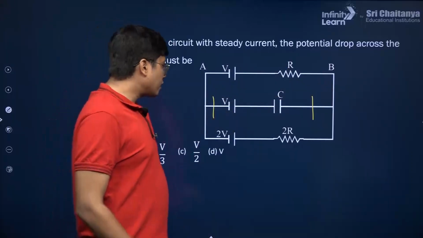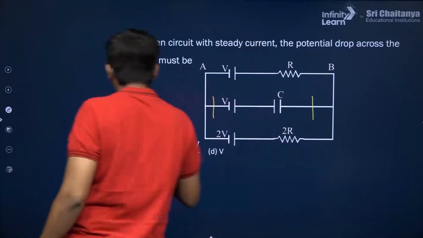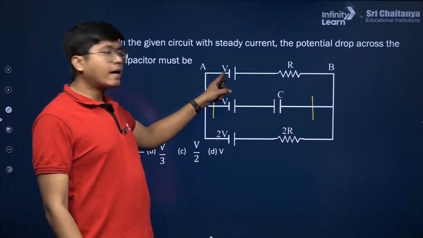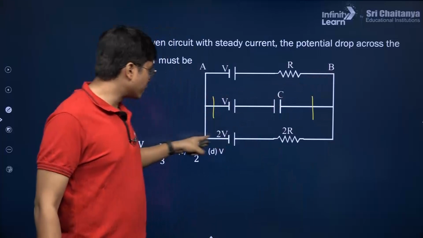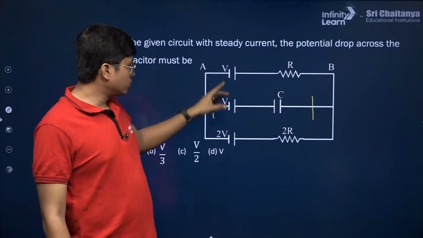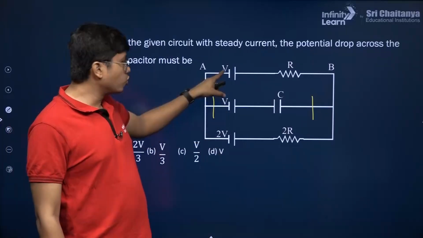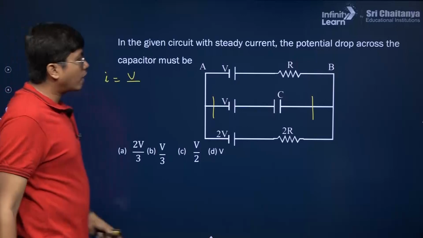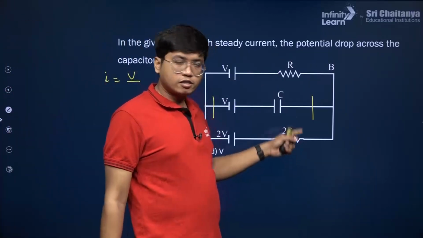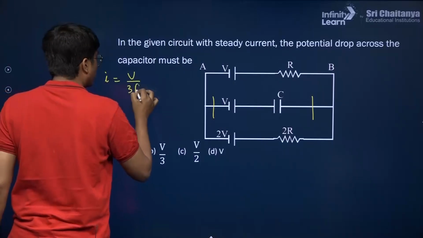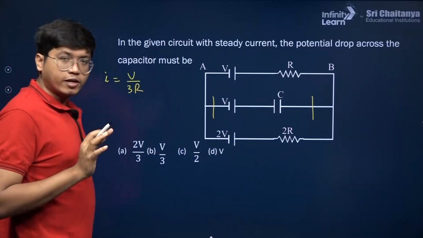So what is the current flowing? I would be equal to 2V minus V, because if this is one circuit, then 2V and V are in opposite directions. So the resultant EMF is just going to be 2V minus V, that is just V, divided by R and 2R in series, which means you have 3R as the resistance. I is given by V by 3R.